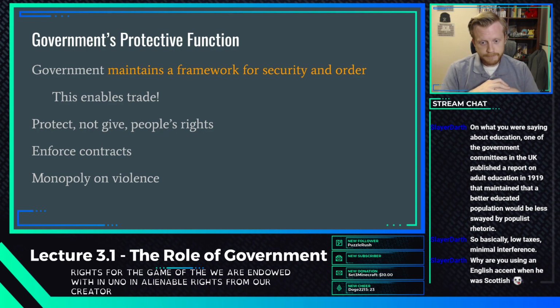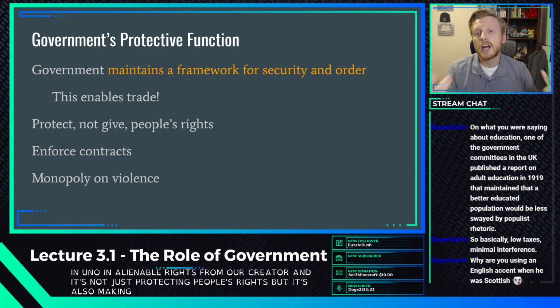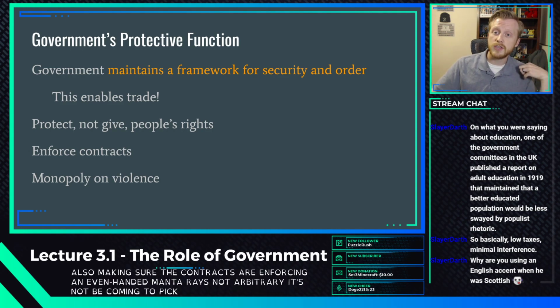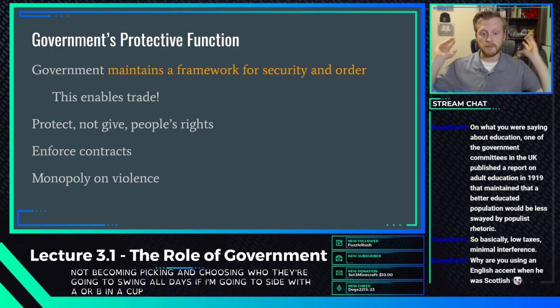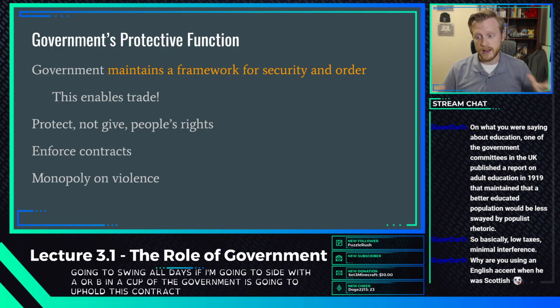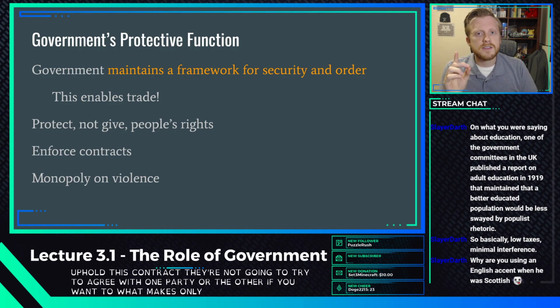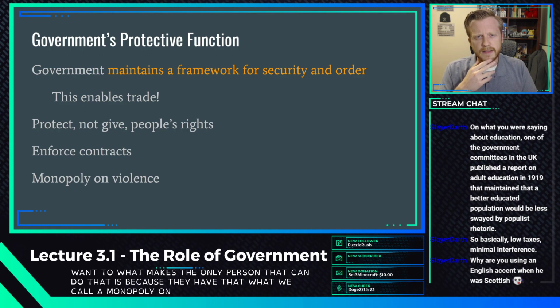Yeah, and it's not just protecting people's rights, but also making sure that contracts are enforced in an even-handed manner. It's not arbitrary. It's not the government picking and choosing whether to side with A or B in a contract. No, the government is going to uphold the contract. They're not going to try to agree with one party or the other. And something you could criticize, what makes them the only one that can do this is that they have what we call a monopoly on violence.